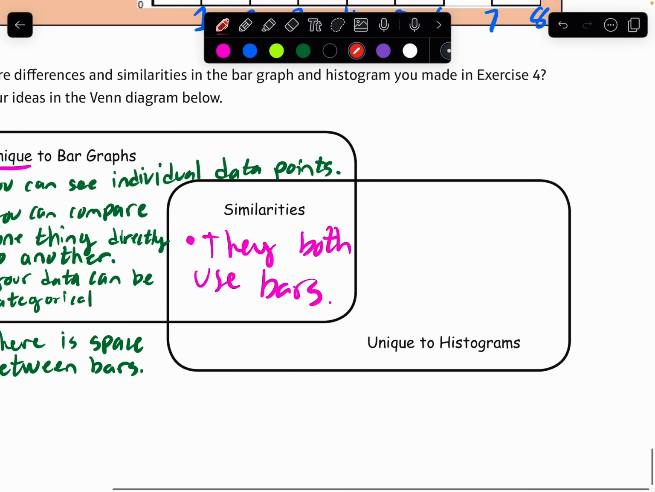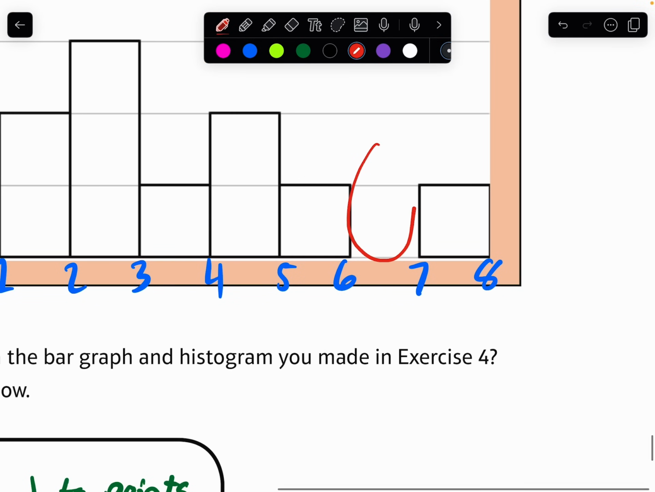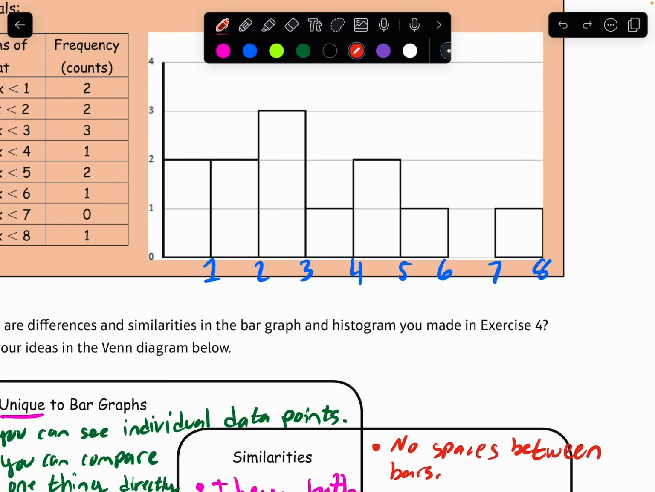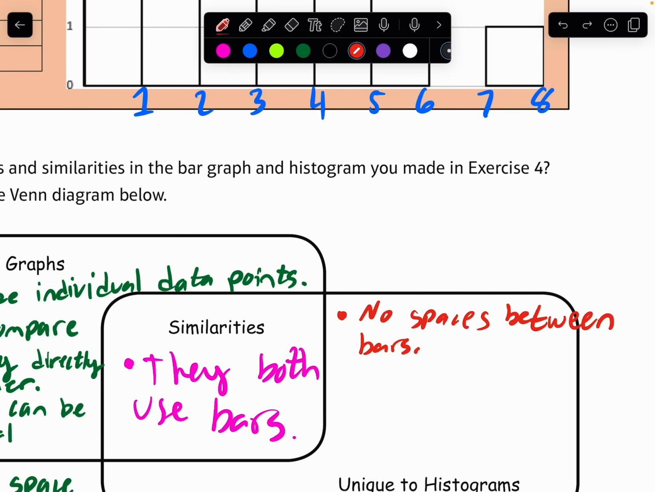So pause that if you need to catch up, but I'm going to start doing the unique to histograms. Unlike the bar graph, we already know that there are no spaces between bars. There may be gaps like what we can see here. There's a gap right here, but that's because there are no frequencies in that range. So that's why there's a gap or a space, but pretty much histograms don't really have spaces between the bars, unlike the bar graph.